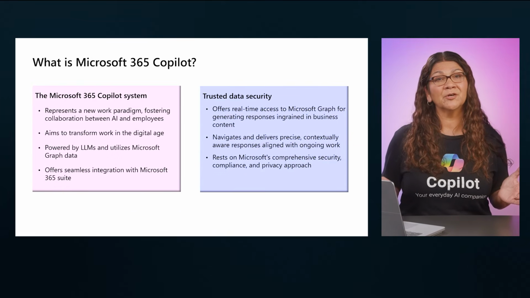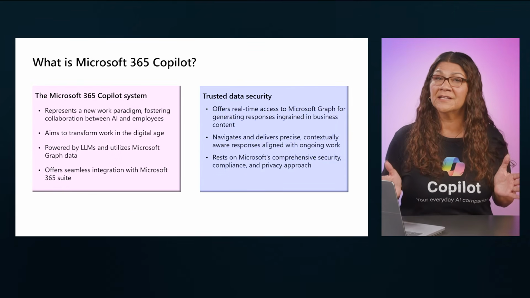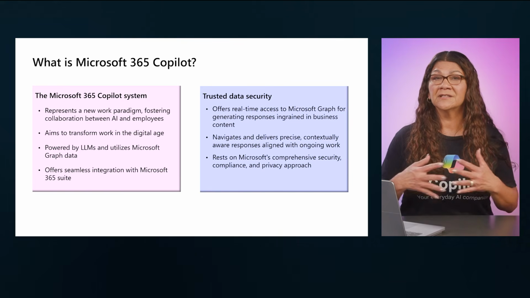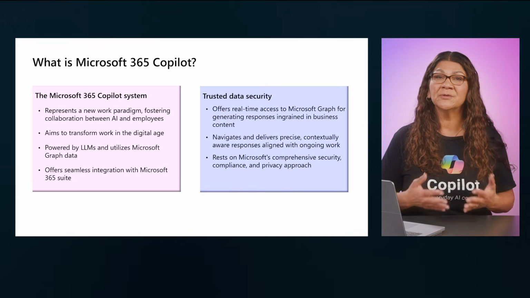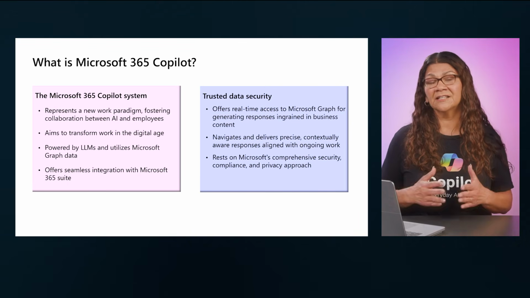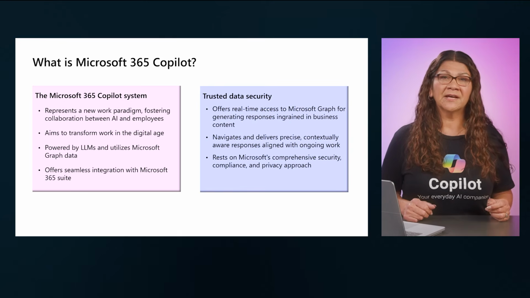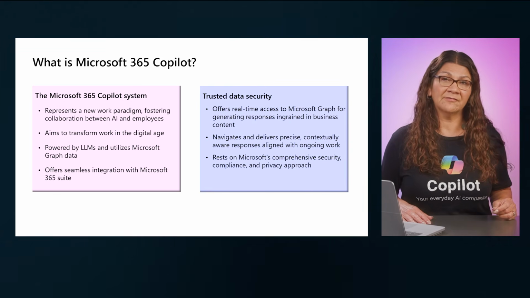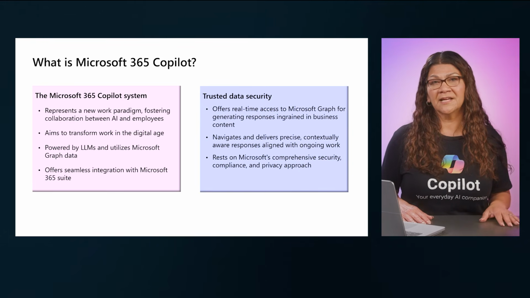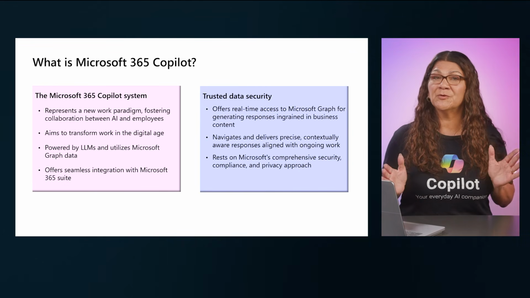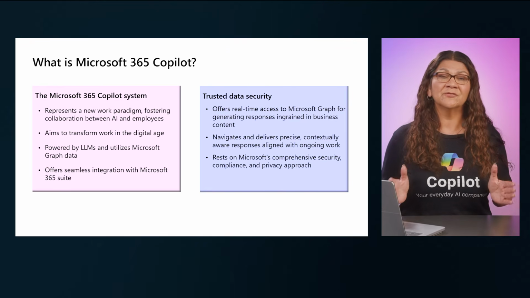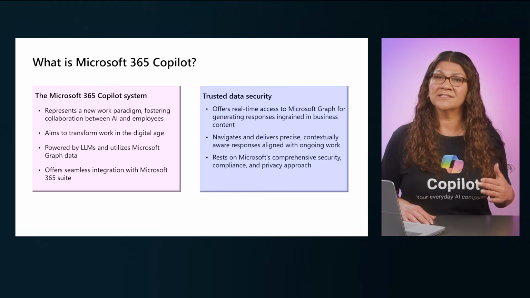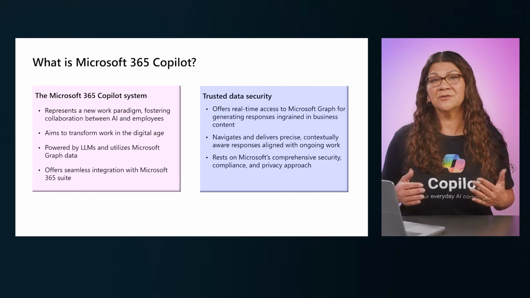Microsoft 365 Copilot represents a completely new way of working, one where AI and people collaborate seamlessly to accelerate ideas and clear away busy work. Because it's powered by large language models and your Microsoft Graph data, Copilot understands your context and helps you move faster with confidence. For example, in Outlook, Copilot can instantly summarize long email threads so that you can catch up in seconds, not minutes.